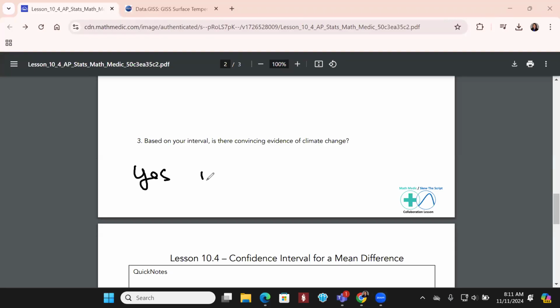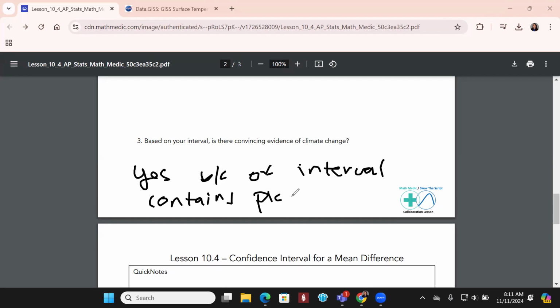All right, because of the interval, it contains plausible values that are all positive. Because of the interval, it contains plausible values that are positive. It doesn't contain zero.